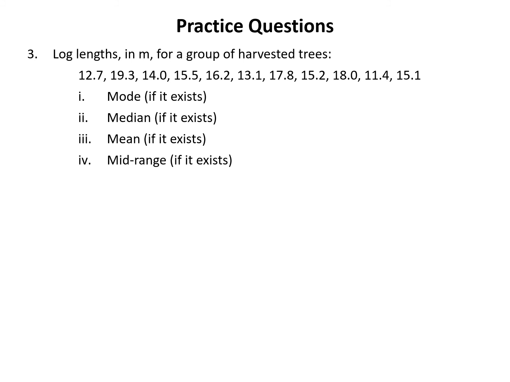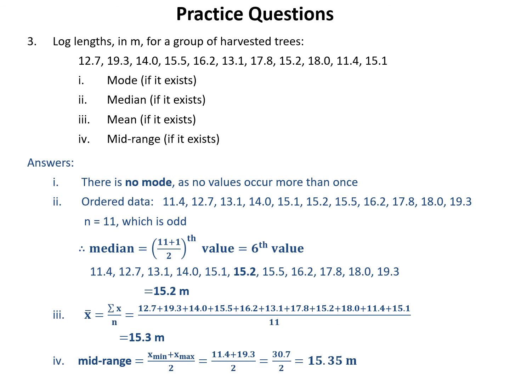Question number 3, we have the lengths of logs in meters for a group of harvested trees. And the values are 12.7, 19.3, 14.0, 15.5, 16.2, 13.1, 17.8, 15.2, 18.0, 11.4, and 15.1. Now, each of these values occurs only one time, so we would simply say that there's no mode.